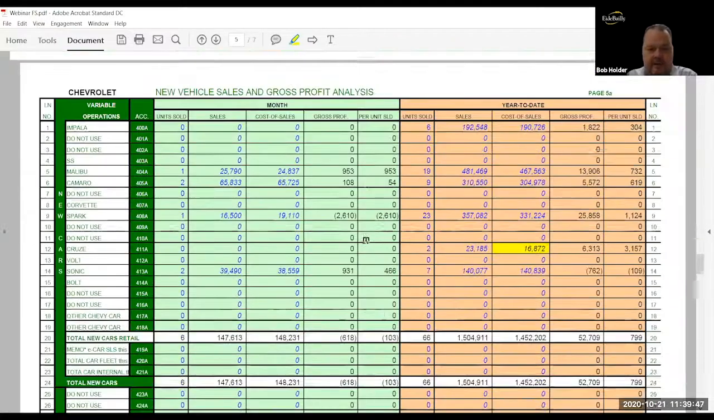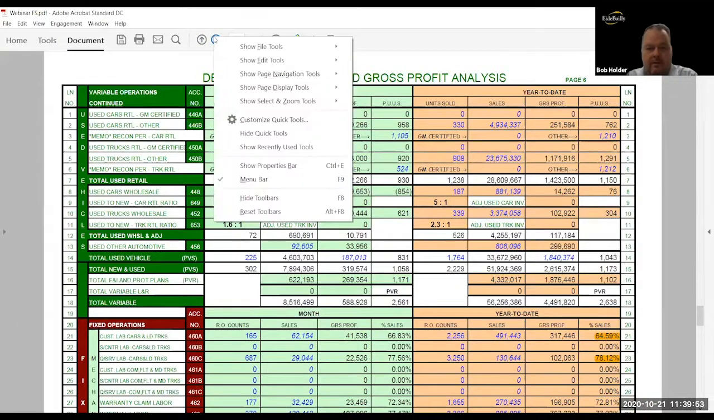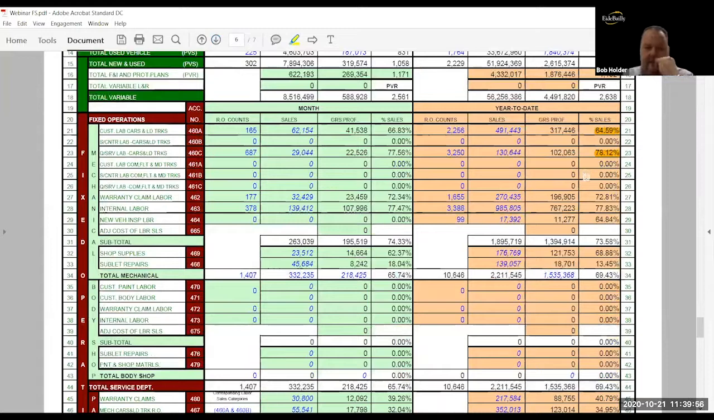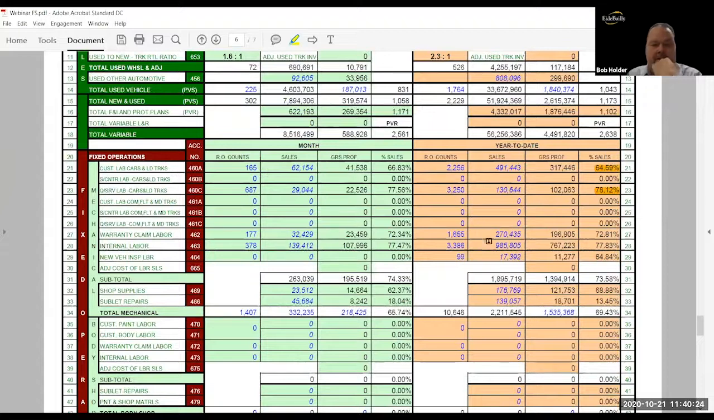Let's get back to fixed ops. I'm never really concerned about sublet, and shop supplies. A lot of dealers put shop supplies here, or I've seen dealers put it on the other page, the expenses, as an offset to the supply expense. And then I'm also looking for unapplied labor, and I don't see any. Typically unapplied labor would go here.